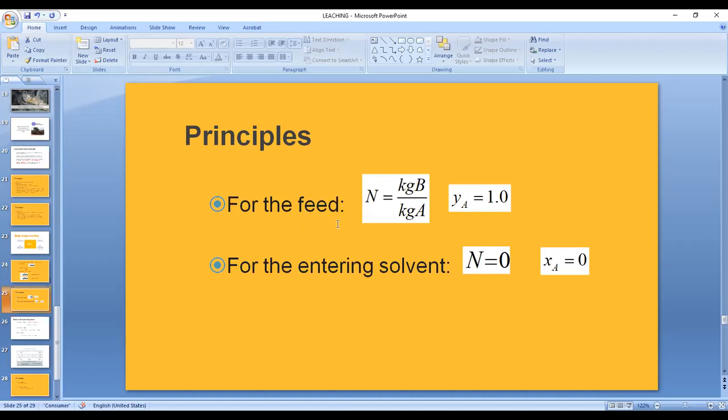In the feed, we have this as the concentration of B, and we have here the concentration of A as 1. For the entering solvent, we don't have the solids and we don't have the A. So the solvent that we are using most of the time does not contain the A. Okay?